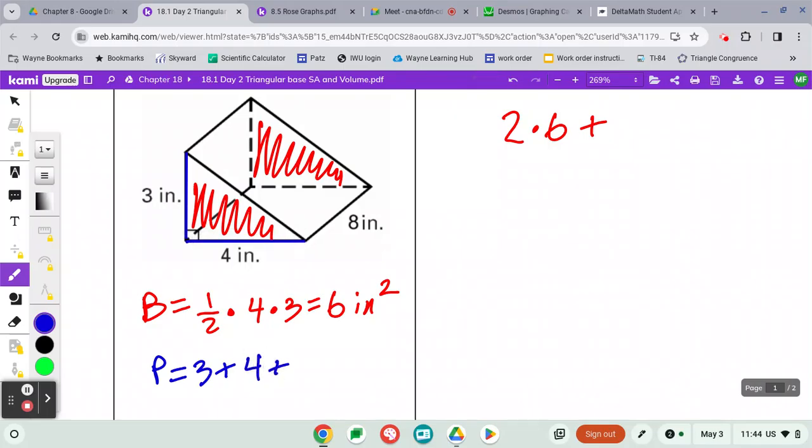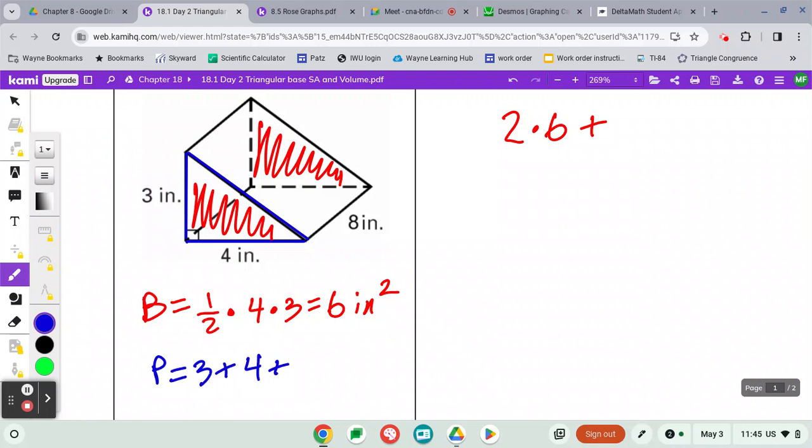And then plus, look, this third side, I don't know what it is. How can we find that side? Well, look at the base. Not only is it a triangle, what type of triangle is it? Right triangle. Do you guys remember, how do you find the missing side of a right triangle? A squared plus B squared equals C squared. Anyone remember what that's called? Something P. Pythagorean theorem. Yep, good.